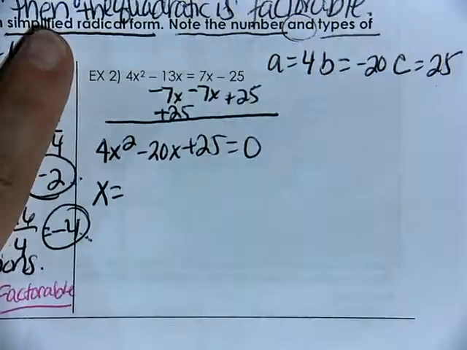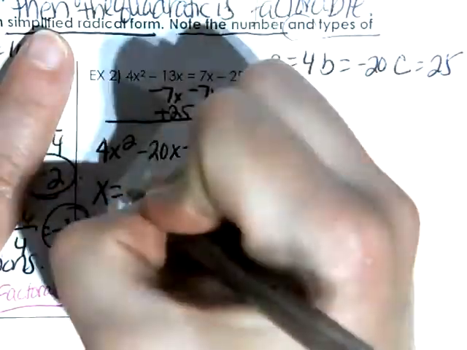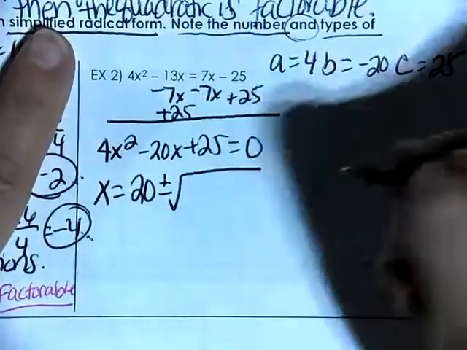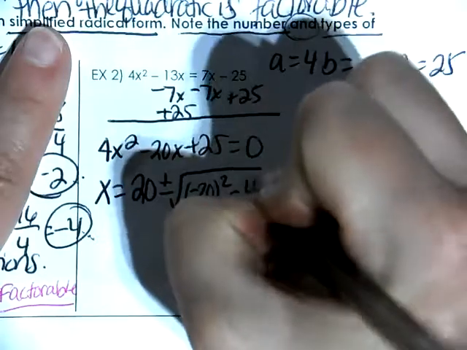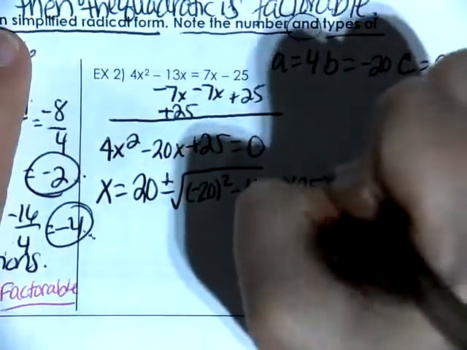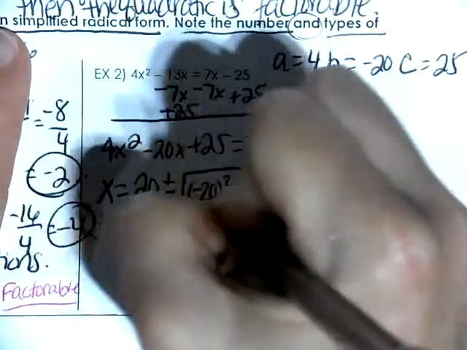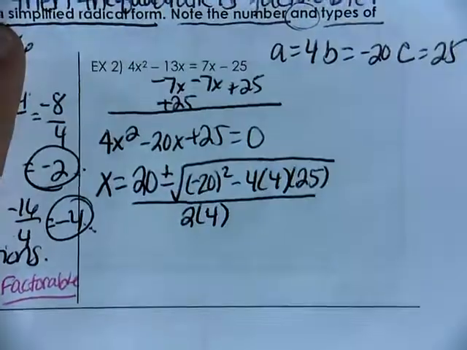My a value is 4, my b value is negative 20, and my c value is 25. Using the quadratic formula, I have x equals the opposite of b, so the opposite of negative 20 is positive 20, plus or minus the square root of b squared, so that is negative 20 squared, minus 4 times a, which is 4, times c, which is 25. This is all over 2 times 4.